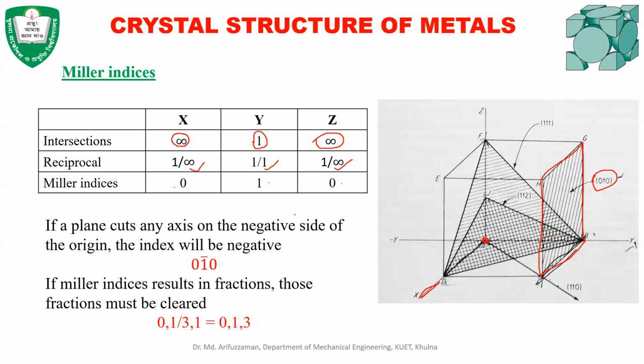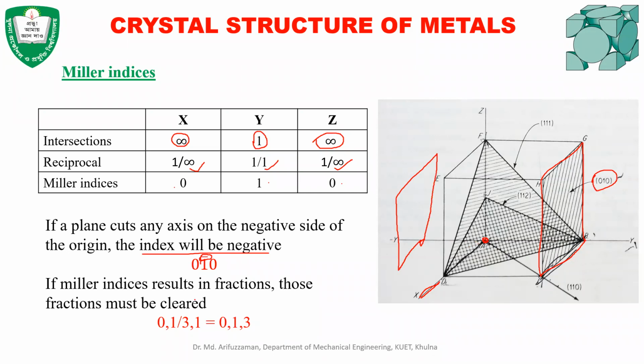Now, if there is a plane on the negative side of the origin, you consider the origin in here and the plane is on this side. Then the index will be negative. And how do you define that? The negative index will be defined with a bar on top of it, to indicate the negative side of the origin.